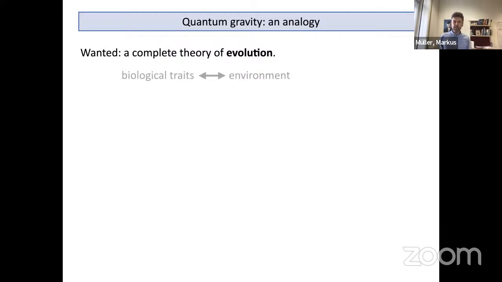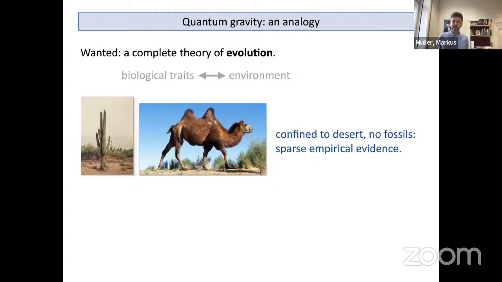And you know that it has to do, for example, with an interplay of the environment with perhaps the biological traits that you have as an animal, as a plant, and maybe changes of the environment change also the biological traits and so on. You want to understand that and come up with a complete theory of that. But suppose that there's really sparse empirical evidence. So suppose that things are much worse than they are for us. So maybe you live on a planet, which is a desert planet, and you've only ever seen the desert and no other environments. So in this desert, there are a couple of animals and plants like these cactuses and these camels. This is something you see, but also you don't find any fossils. So then what can you say? What can you do in this situation?